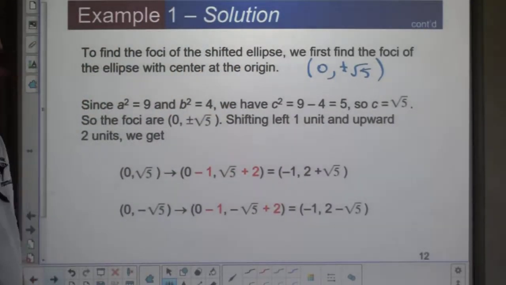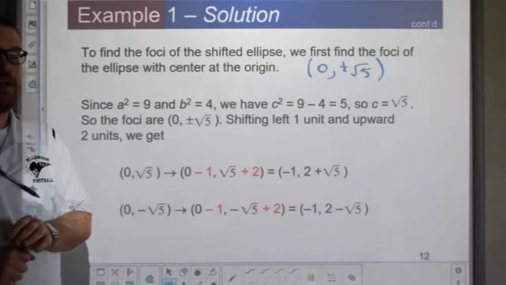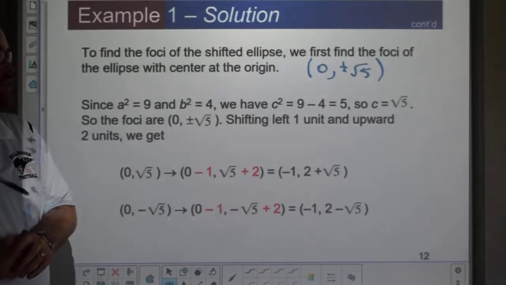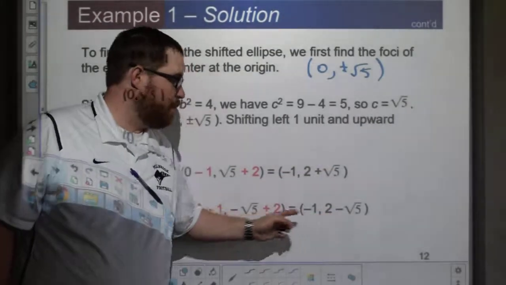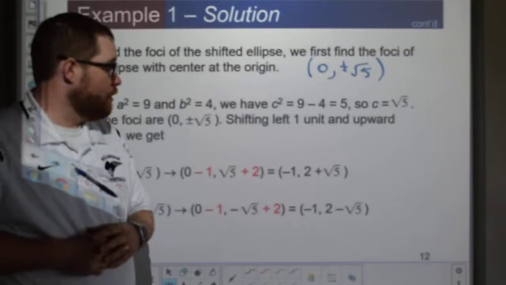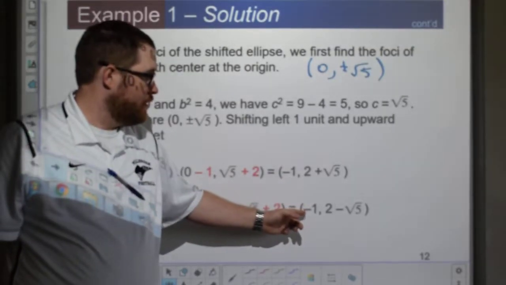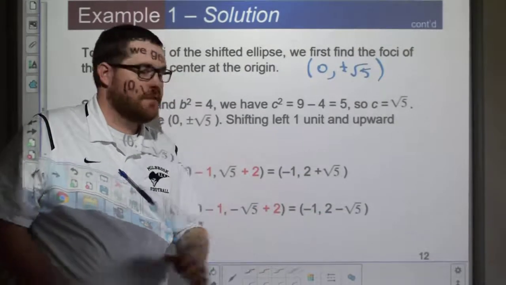But I have to subtract 1 from the x to go left 1, and I have to add 2 to the y. So there are my new points for the foci. It's okay if you write this as negative 1, comma, 2 plus or minus the square root of 5.